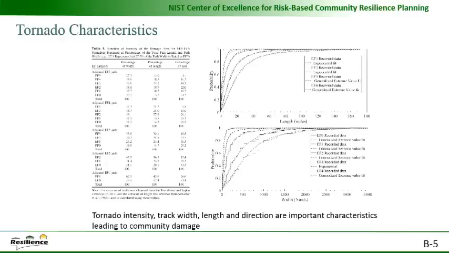In addition to the intensity, tornado track width, length, and path are all important characteristics that can lead to community damage. Starting with this tornado database shown earlier, we're conducting an analysis of several tornado scenarios as shown in this figure on the right. Although it's highly idealized, this represents a new methodology for physics-based tornado hazard analysis and captures the tornado intensities better than the standard EF ratings.